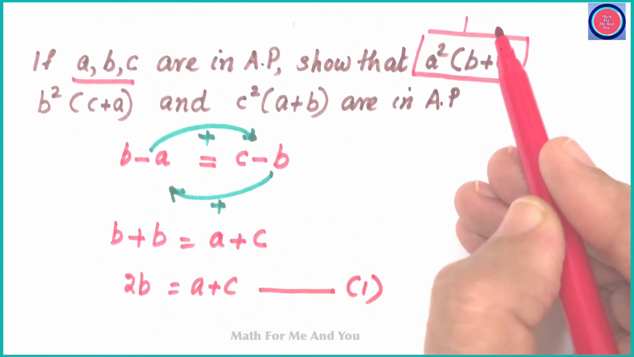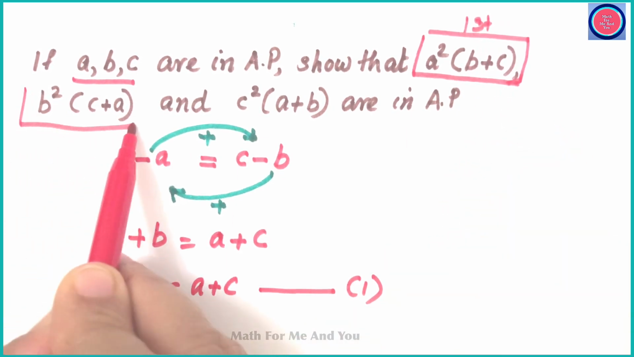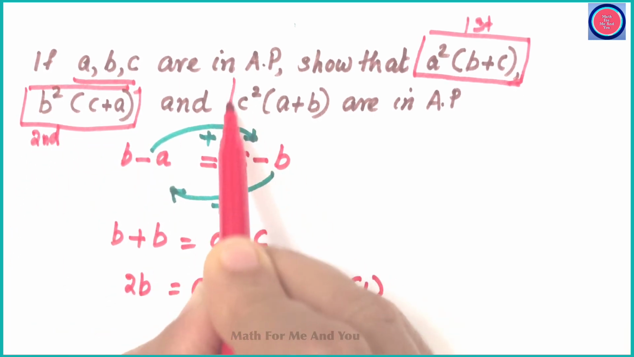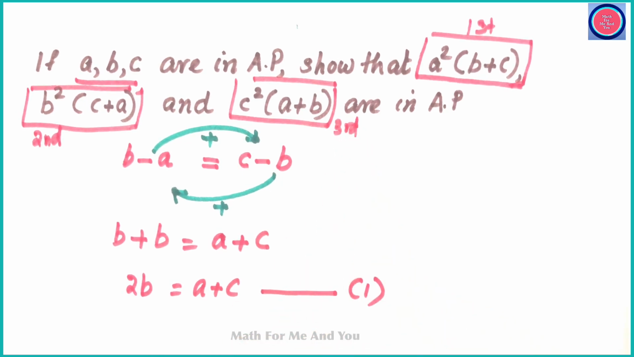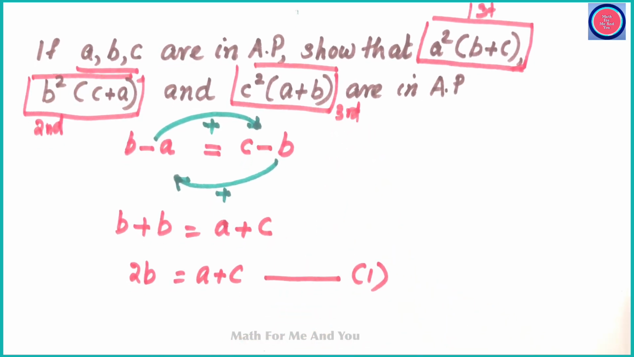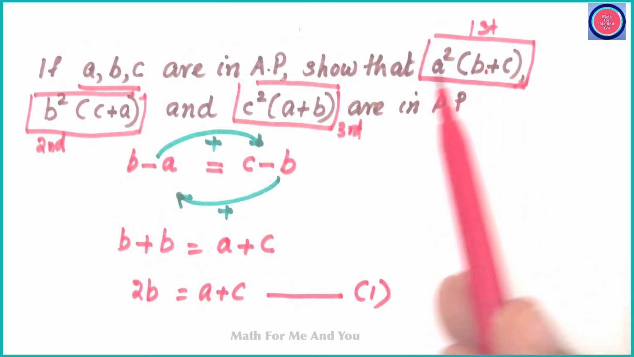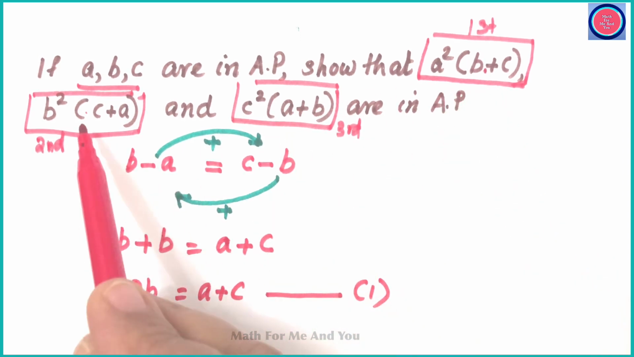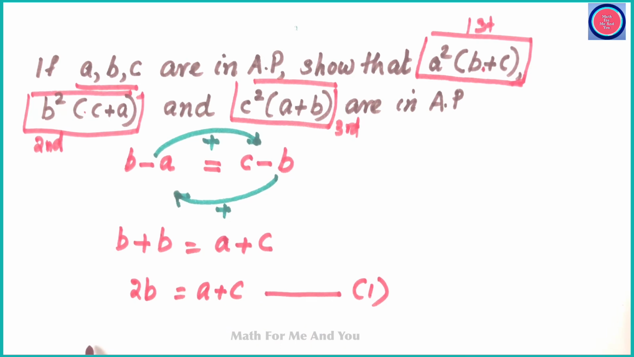What we have to prove in this question is a square times (b plus c), let me mark it as the first term, b square times (c plus a), second term, and c square times (a plus b) are in AP. You can see I have marked the first term, second term and third term. If they are in AP, the first term and third term, their total is equal to 2 times the middle term. On the basis of equation number 1, we say this.